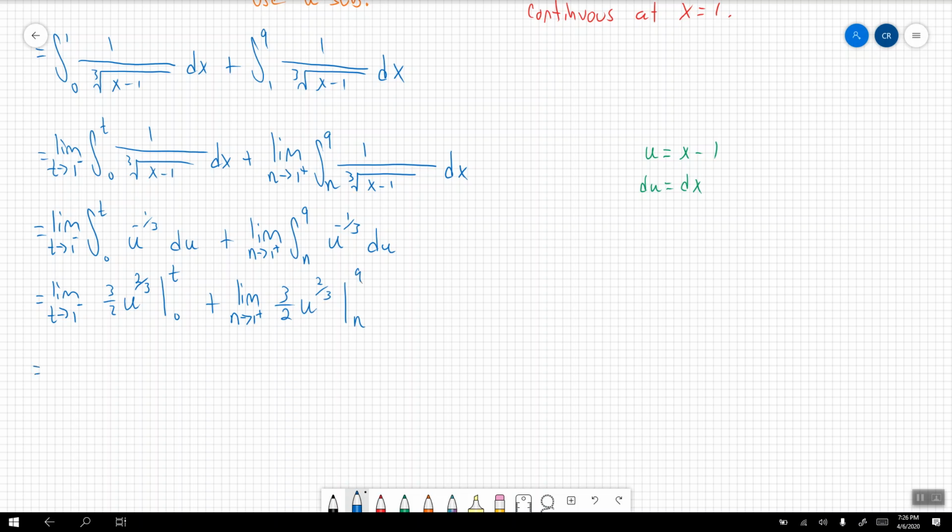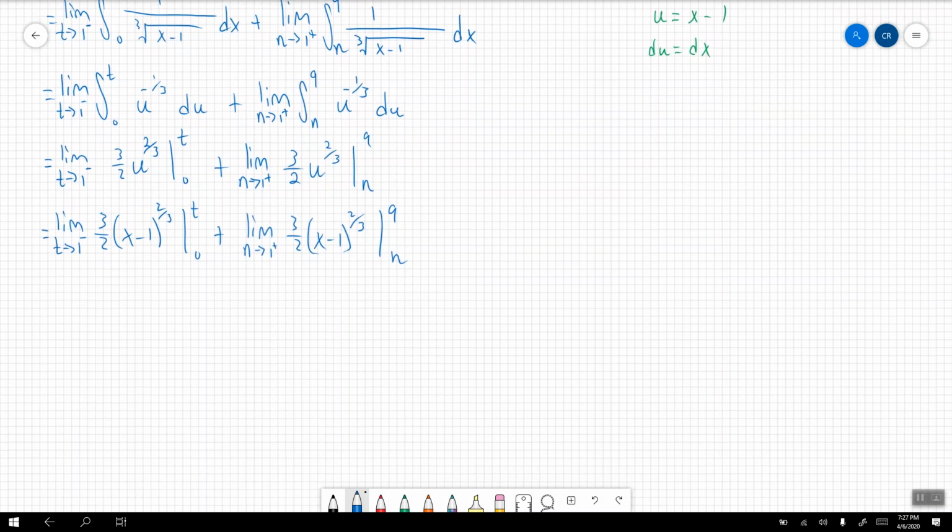Let's keep going. This is going to be the limit as t approaches 1 from the left, but now I need my u values to be what they exactly were last time. So this is going to be 3/2 multiplied by x minus 1 to the power of 2/3, and we evaluate from 0 to t, plus the limit as n approaches 1 from the right-hand side, and oops, excuse me. Here I am talking about that back substitution, and I failed to do so there, but it's okay, got it now. There we go.